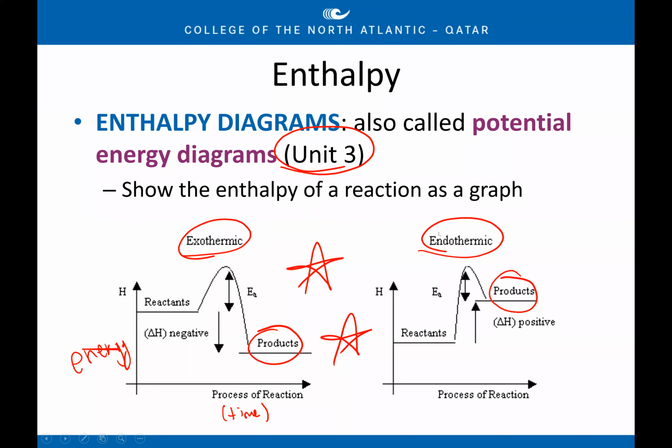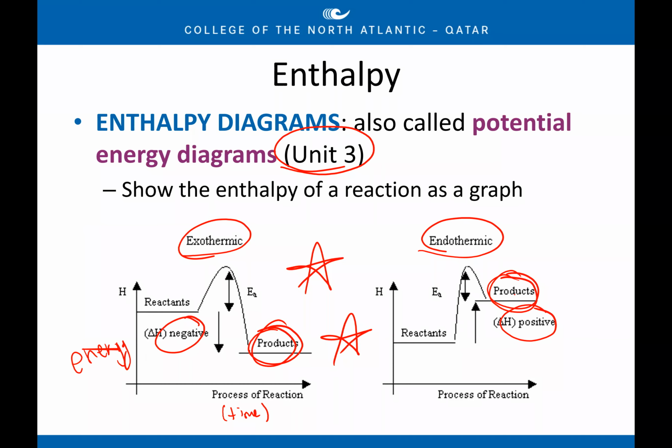And as Abdul Halim asks, can we immediately tell if it's negative or positive from the graph? Absolutely. If the products are lower, it's negative. If the products are higher, it's positive. And again, think about that, guys. If the products have less energy, the chemical reaction must have given away energy. If the products are lower, it's losing energy. If the products are higher, it must be gaining energy.